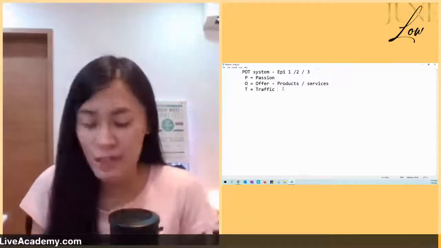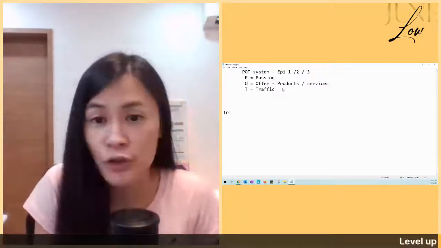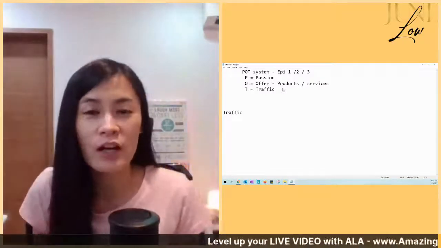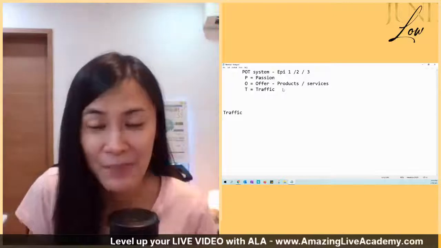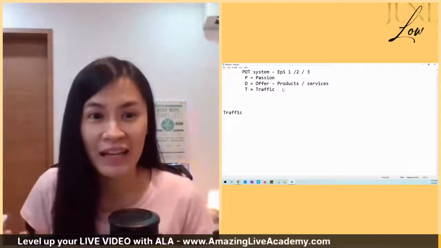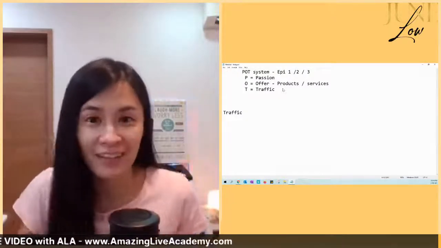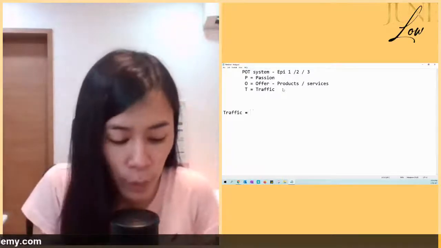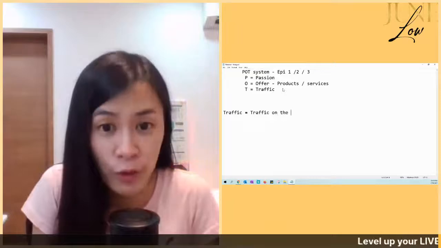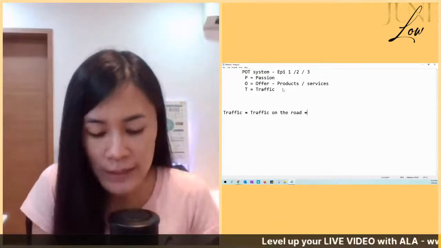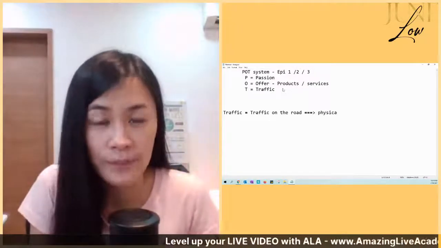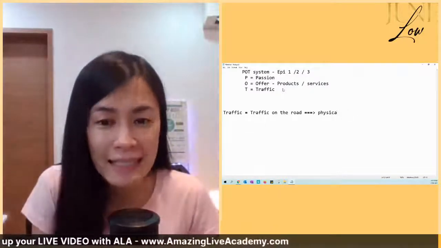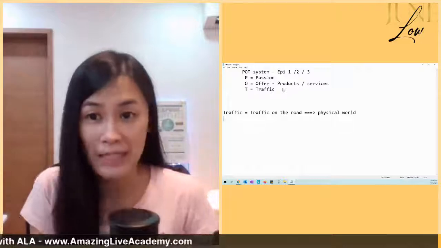Okay, so what is traffic? When we talk about traffic, let's think about the physical world. What can you guys think about? Traffic, we'll think about, oh, that is a car, that's a motorcycle, that is traffic on the road, right? So this is where we are in the physical world. Same thing if you are moving this to an online world, what does it mean?